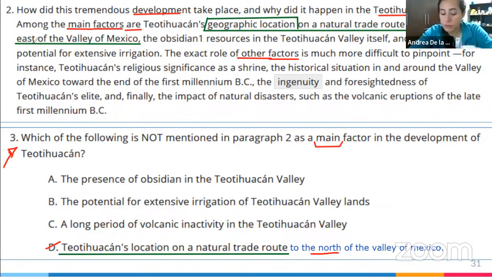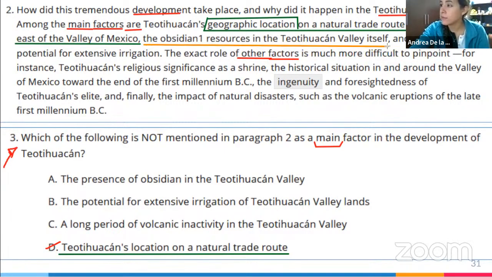So be careful. The reason why I'm telling you this is because it's necessary that you read everything and that you're careful with the information you have. Sometimes we're in a hurry and we want to answer the question so quickly that we're not paying close attention to everything, right? So be careful. In this case, they don't say this, so obviously we can eliminate option D, it's correct. Let's eliminate that. Then the second factor, according to the text, is the obsidian resources in the Teotihuacan Valley itself.